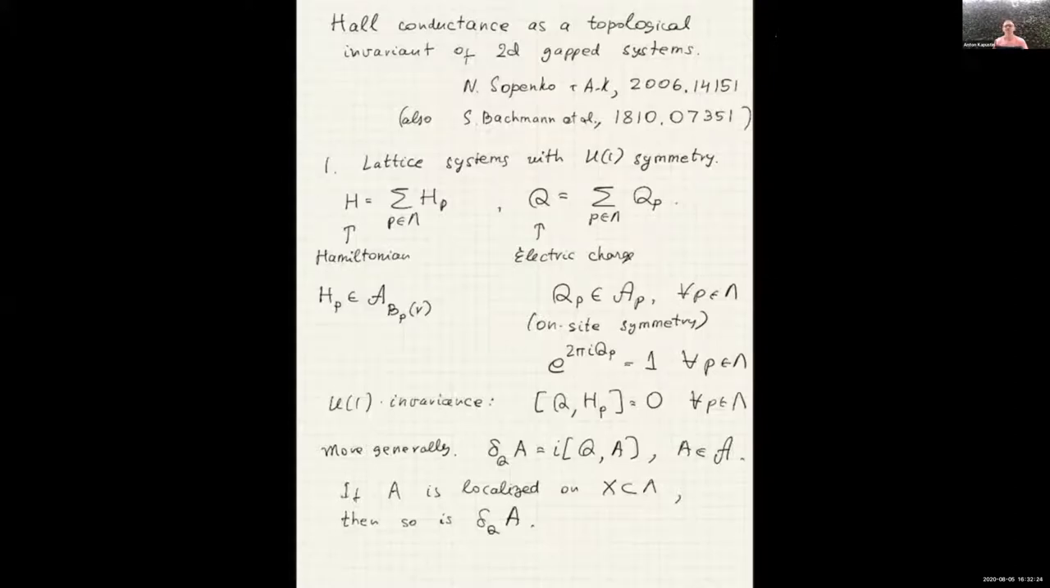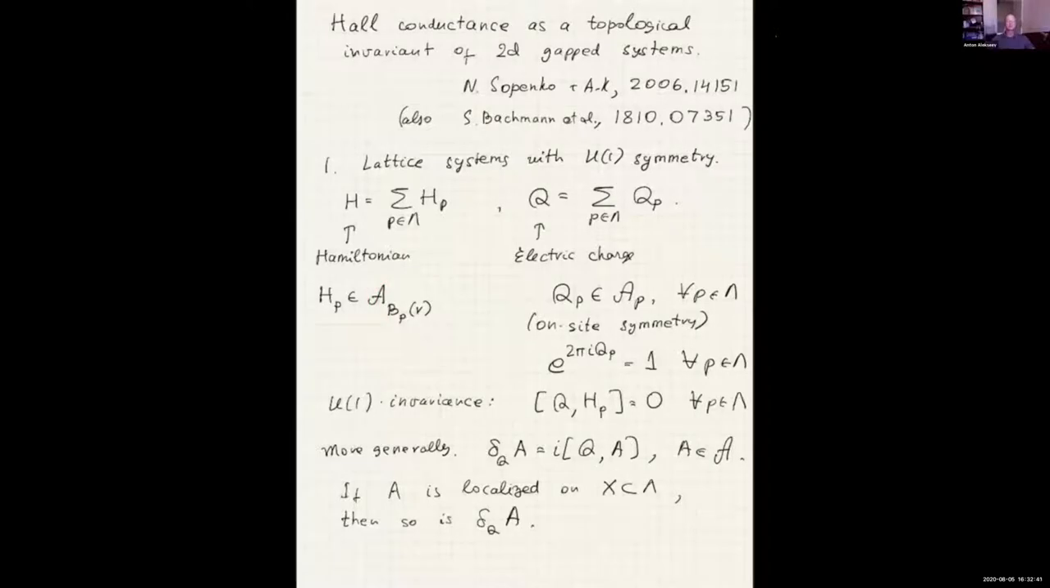So the Hall conductance should be definable for any gapped system with a U1 symmetry. The Hamiltonian then, as before, is a sum over lattice points, and each term here is a local observable centered at point P.